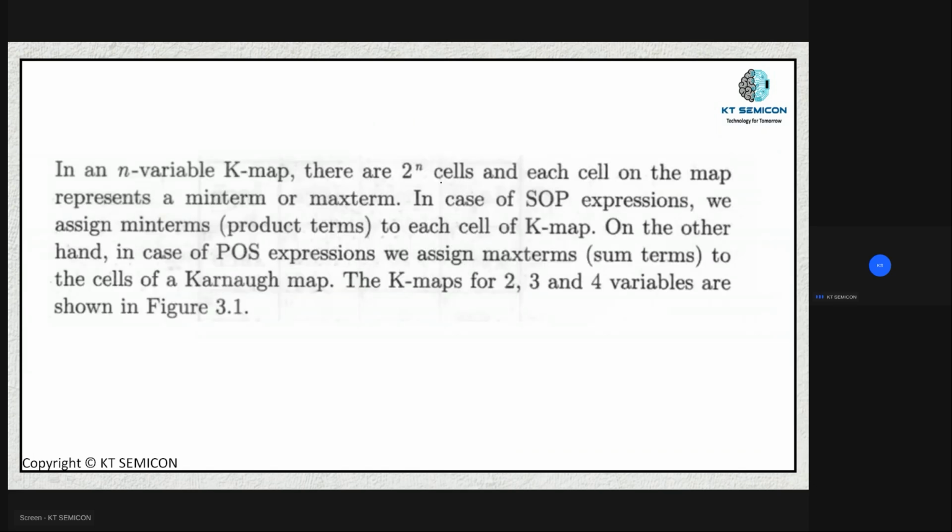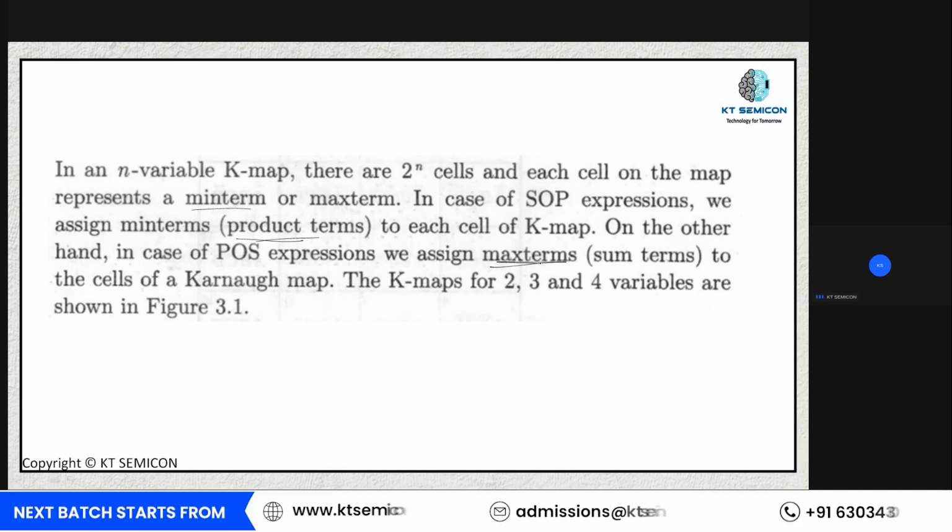Now, in this particular session, we are going to discuss the Karnaugh map, or KMAP. So basically, in an n-variable KMAP, there are 2 power n cells, and each cell on the map represents a min term in the case of SOP form of representation and max terms in the case of POS form of representation. Now, in the case of your SOP expression, we assign min terms, that is product terms, to each cell of the KMAP. On the other hand, in the case of your POS form of representation, we assign max terms.